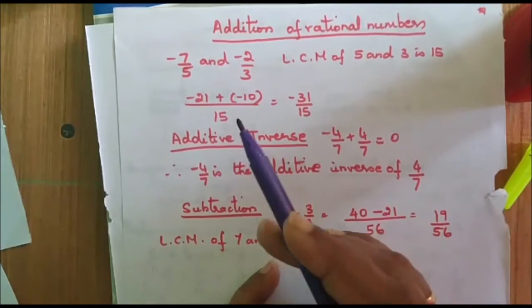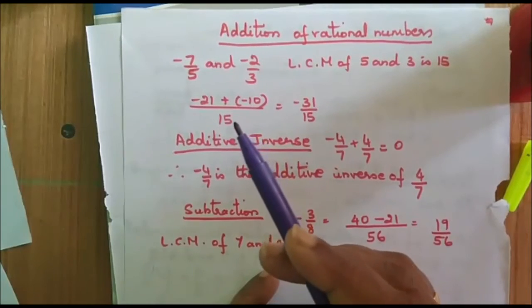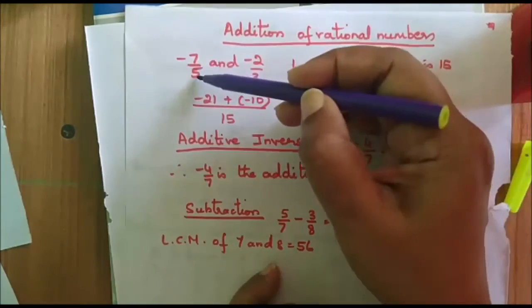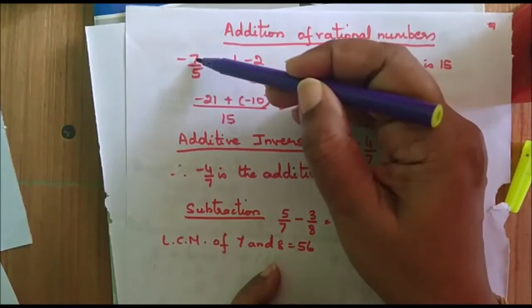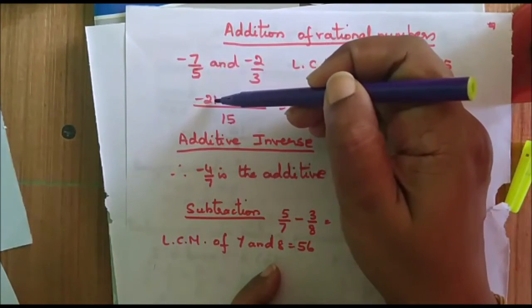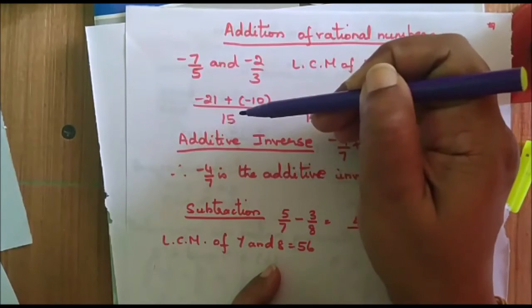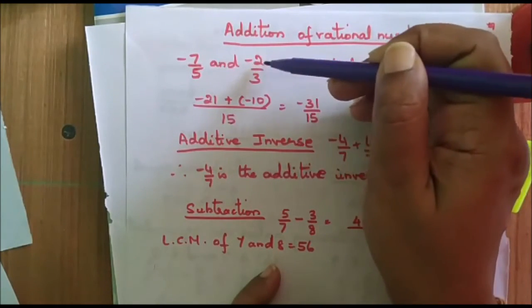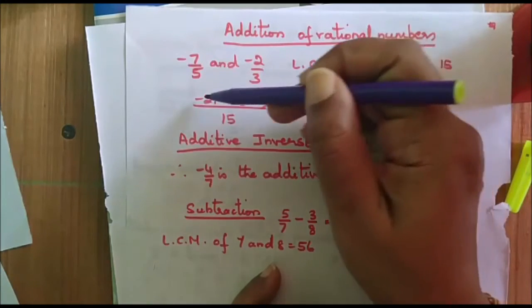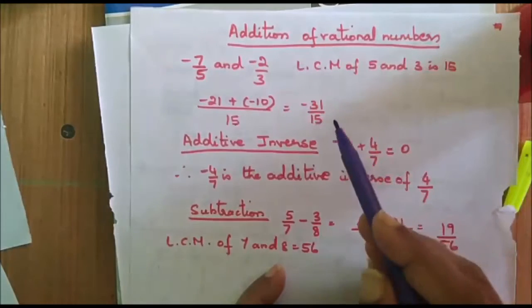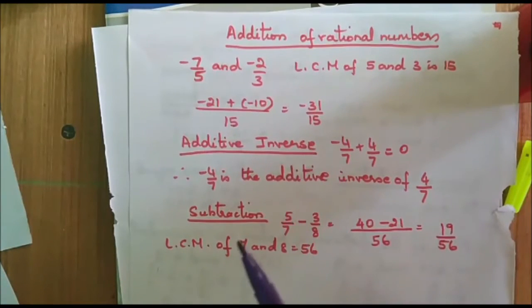So this is similar to the way we added fractions. Okay. So if I take 15 here, 5 will go in 15 3 times. 3 into minus 7 is minus 21. Similarly, 3 will go in 15 5 times. So minus 2 into 5 is minus 10. If I add them, I get minus 31 by 15. So this is how we add rational numbers.